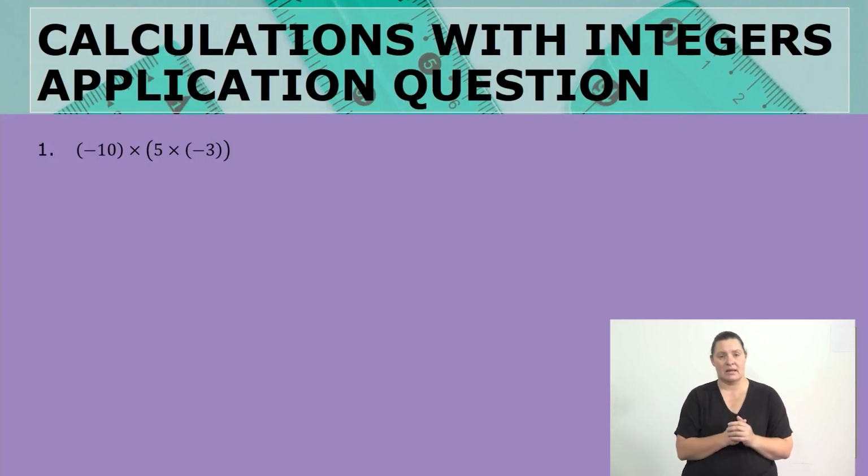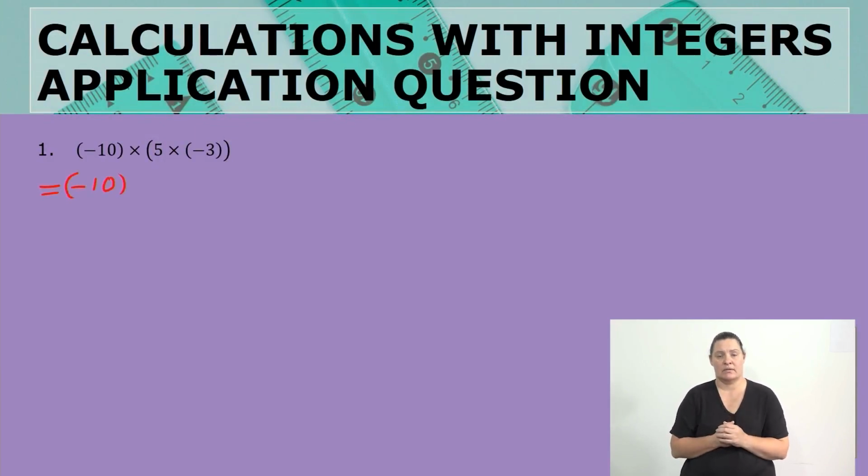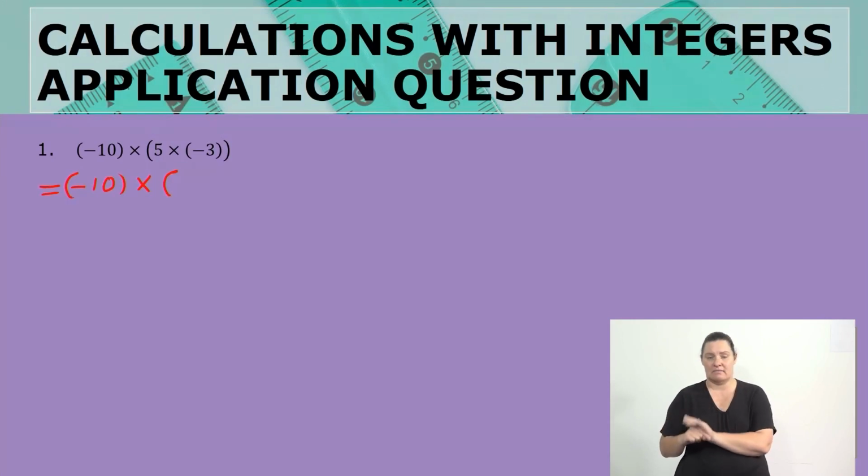So the first question that we have there is negative 10 multiplied by, open bracket, 5 multiplied by negative 3, close bracket. So we are going to do this step by step. We are going to start with leaving the negative 10 as is and focusing on what's in the brackets. So in the brackets, I have a positive 5 multiplied by a negative 3. Remember, a positive multiplied by a negative will give us a negative answer. And then we have 5 multiplied by 3, which is 15.